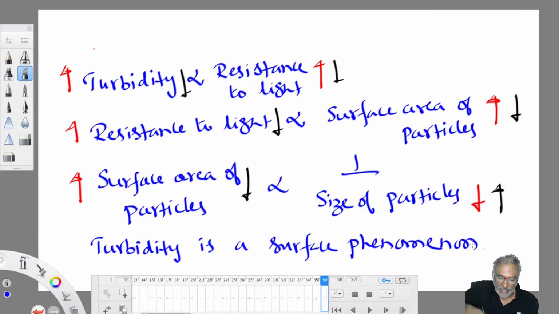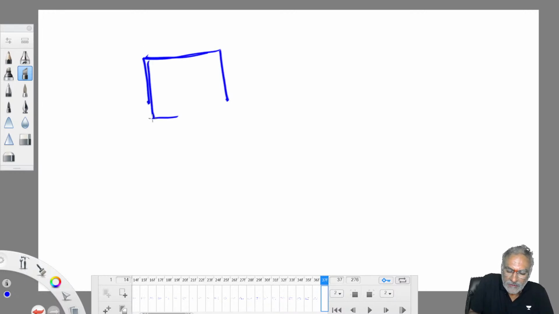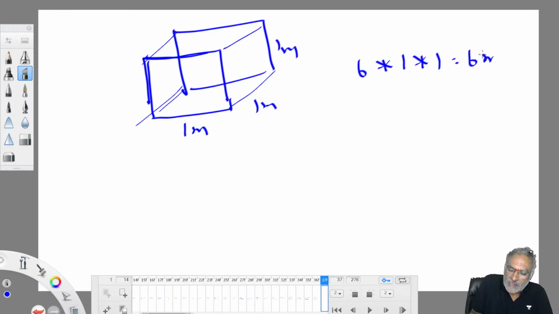Understood? If you take a boulder, for example, a cube of size 1 meter by 1 meter by 1 meter, how much surface area does it possess? Total surface area: how many sides are there? 6 sides are there. Each side is 1 into 1. So the surface area of this cube is 6 meters square.